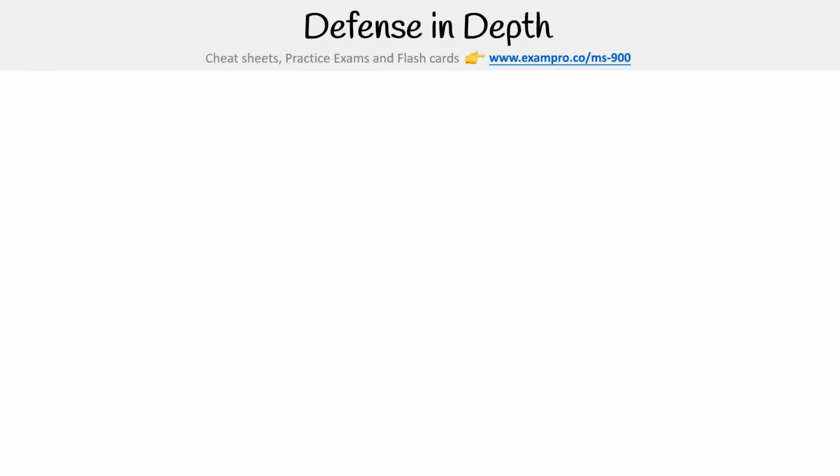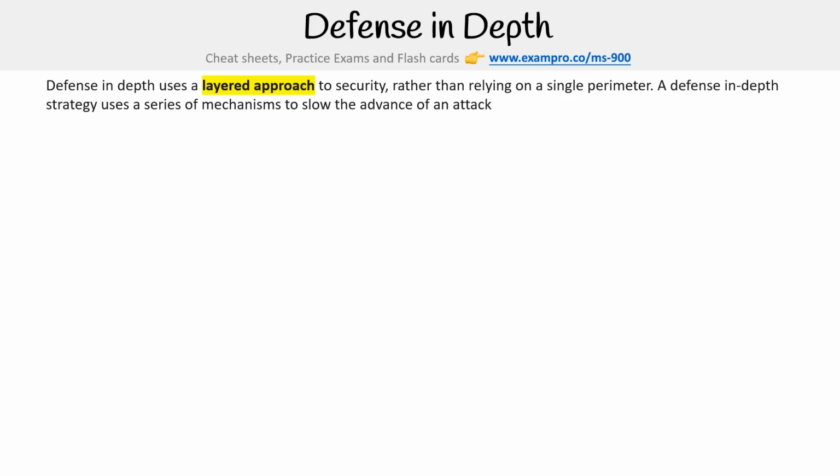Hey, this is Andrew Brown from ExamPro, and we're taking a look at defense in depth. So, defense in depth uses a layered approach to security rather than relying on a single perimeter. A defense in depth strategy uses a series of mechanisms to slow the advance of an attack. There are 7 layers of security that Microsoft wants you to know.